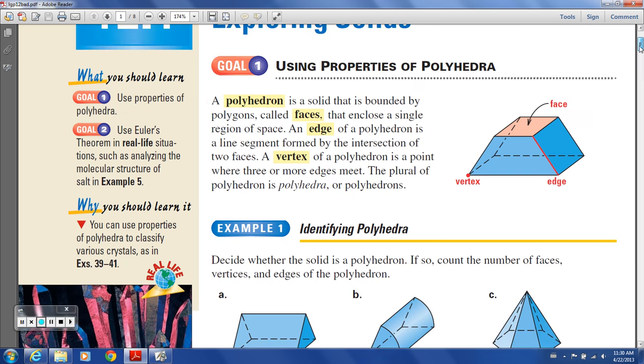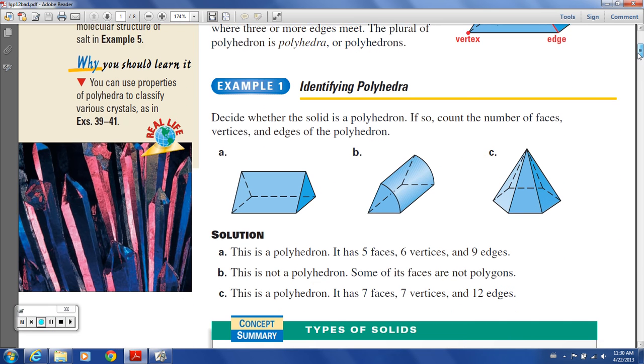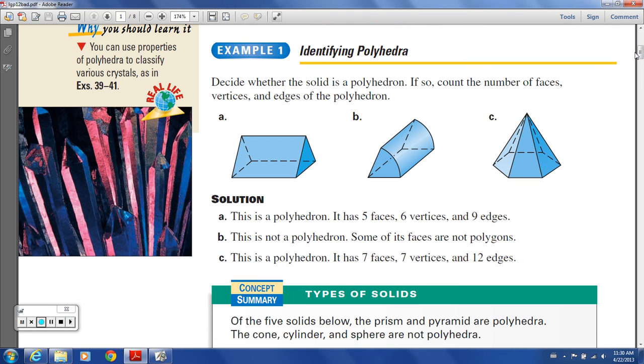Example 1, so here I'm not going to do examples like this in the notes together with you. I just want to verbalize this and talk about this with you. So decide whether it's a polyhedron. If so, count the number of faces, vertices, and edges. So you'll do stuff like this in your classwork. Let's just talk about it real quick though. I think it's easy enough just to talk about this.